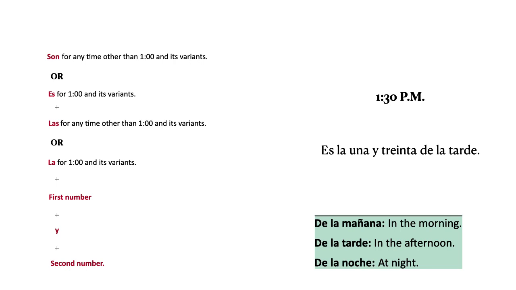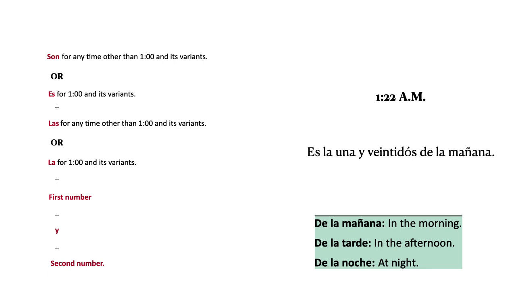Notice that, and this only happens with time, I don't say es la 1, I say es la una. Again, quite soon, we will learn why this is so. For now, we're just following the basic rules. So, es la una y 30 de la tarde.